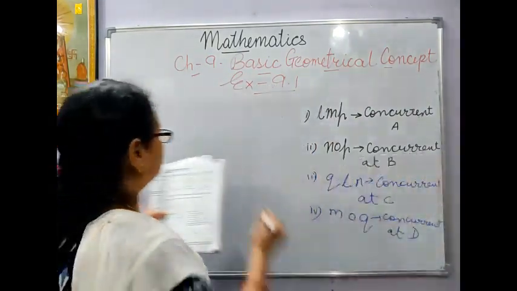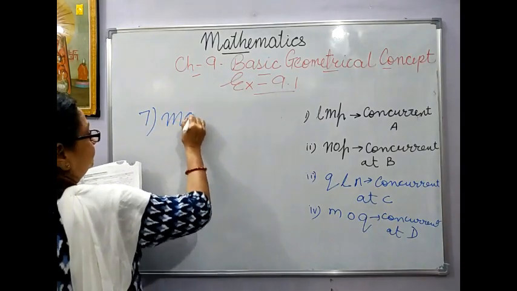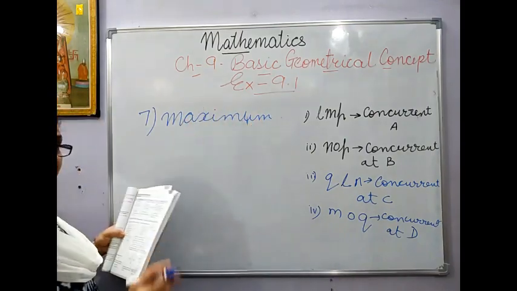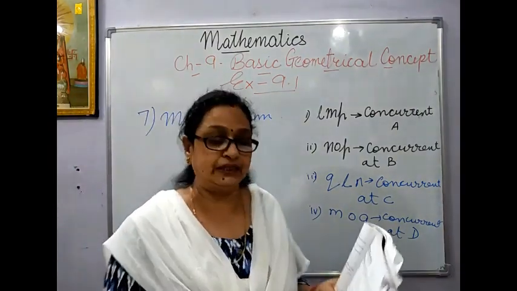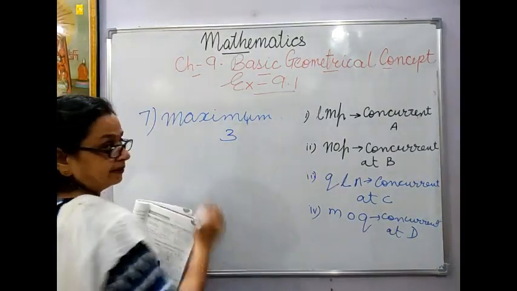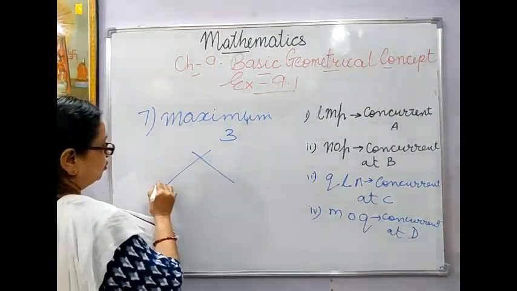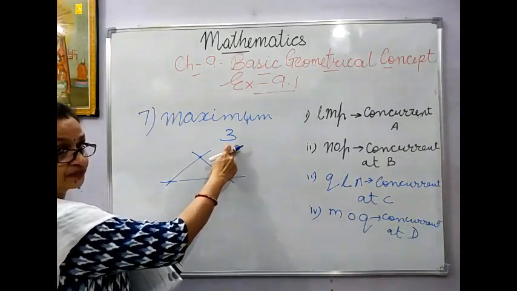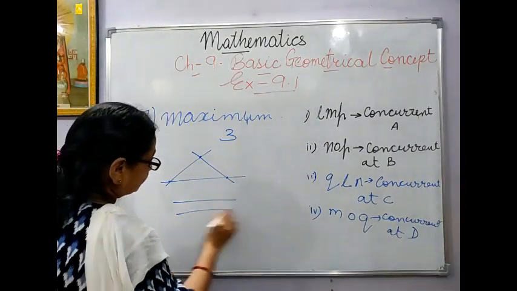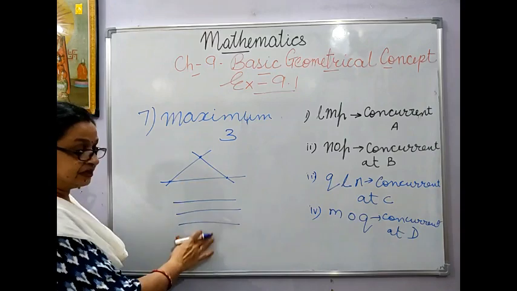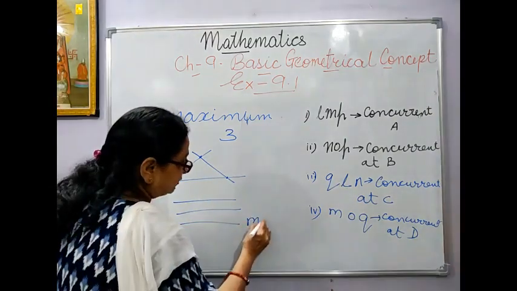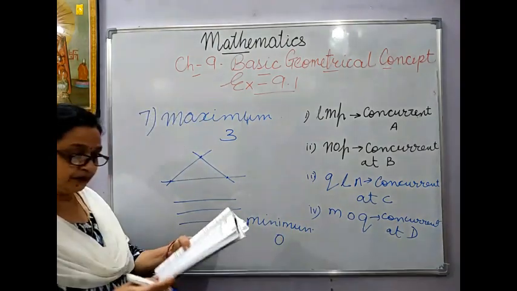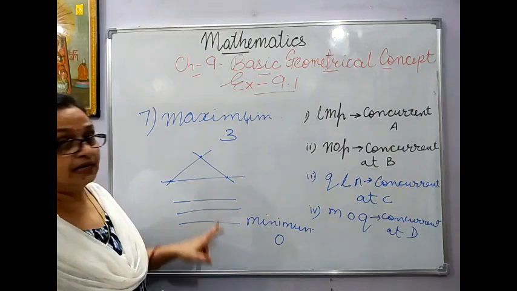So your maximum will be, since there are 3 different lines, they can intersect at 3 different points. So maximum will be 3. 3 different lines, 1, 2 and 3. They are intersecting at these 3 different points, this is maximum. And if suppose the 3 lines are separate like this, then the minimum will be no point of intersection. Minimum will be 0 and maximum will be 3 if there are 3 lines.